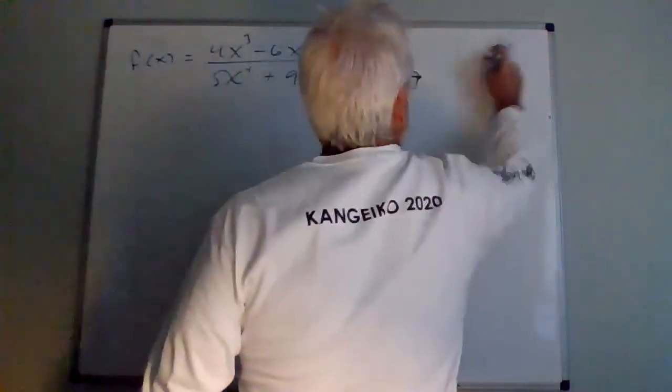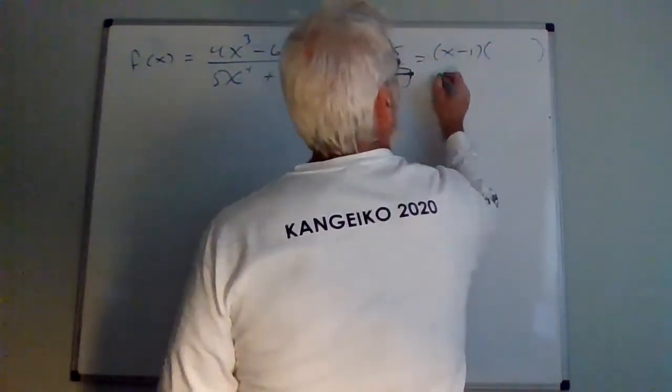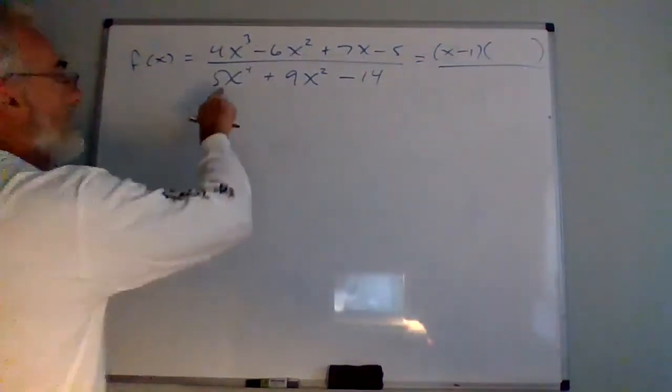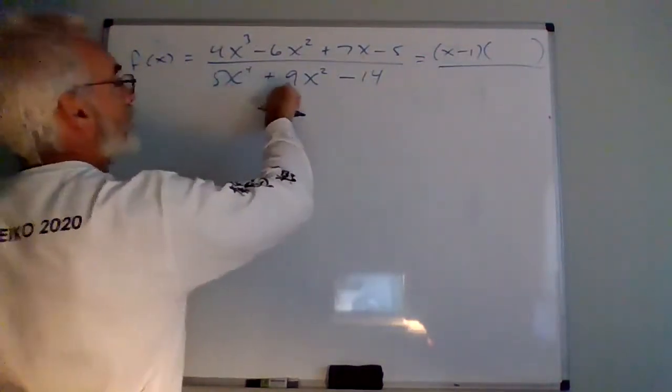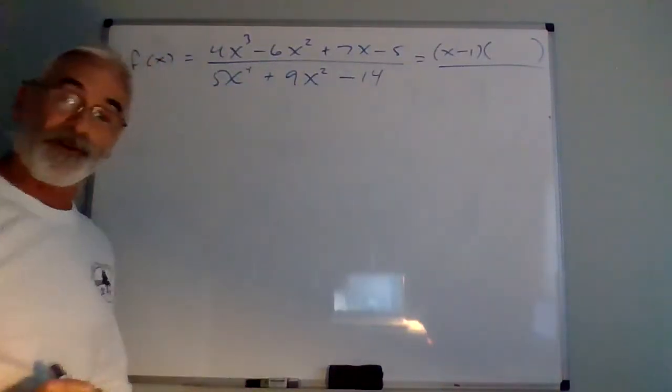Here's what I can say with certainty. My numerator is then x minus 1 times something. Now, I don't know if that's useful yet, but notice the denominator. If I replace x with 1 here as well, I'd have 5 plus 14 minus 14, which is also 0.